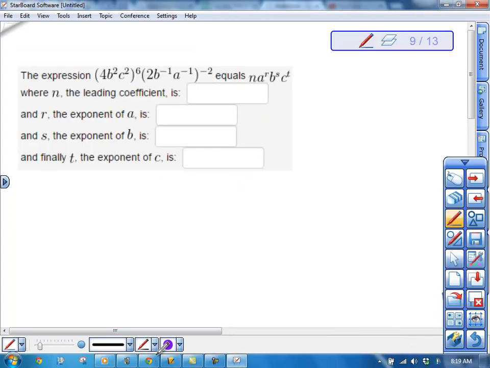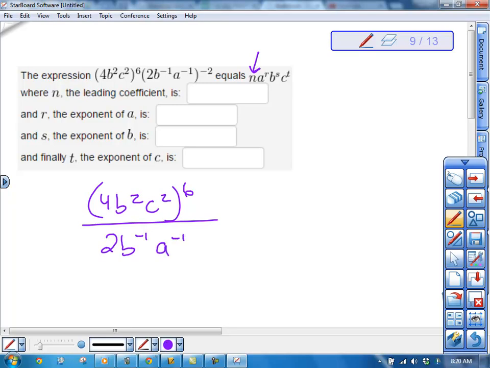All right, now, questions like these seem really weird, but I like them because what they're asking you to do is simplify this and give the coefficient in front as n, right here, and then give what a is, what b is, and what c is. I'm sorry, the exponent, so r, s, and t. So basically just simplify this and then give what those things are. So to simplify, the numbers go out front, so we have 2 to the negative 2 power. Now, I'm going to write 4b squared c squared to the 6th power all over, and I'm going to move this negative exponent to the bottom because then it becomes positive. So 2b to the negative 1, a to the negative 1, squared.